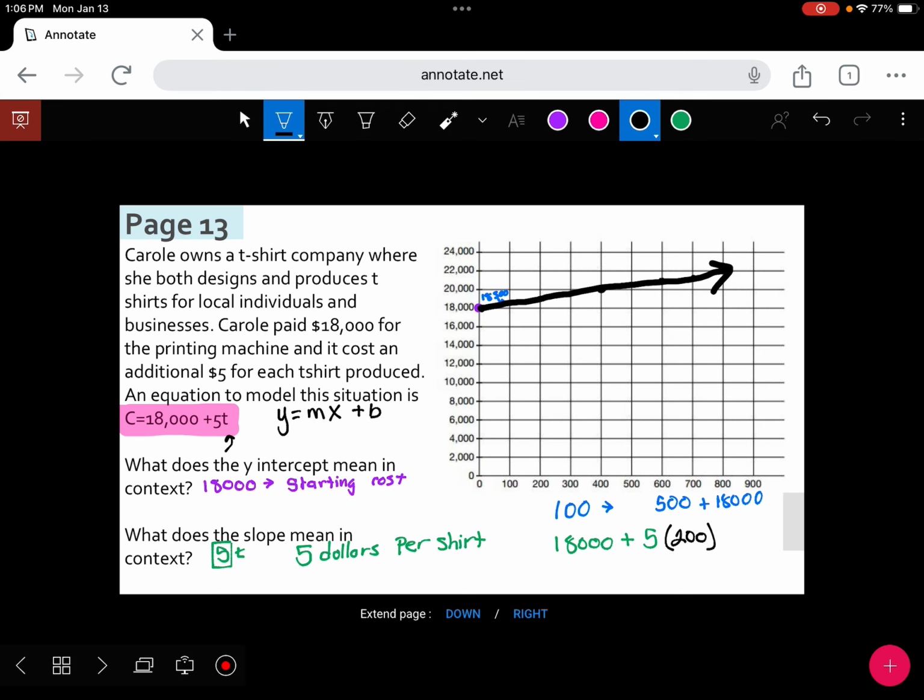I am so good at drawing straight lines. Oh my gosh, it's beautiful. I'm so good at it.